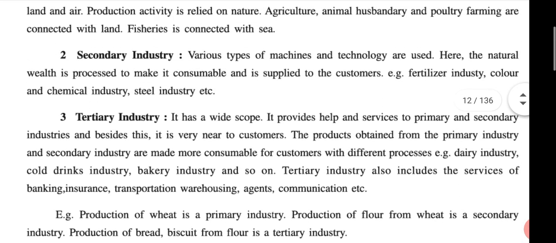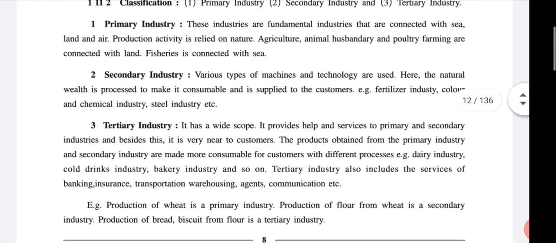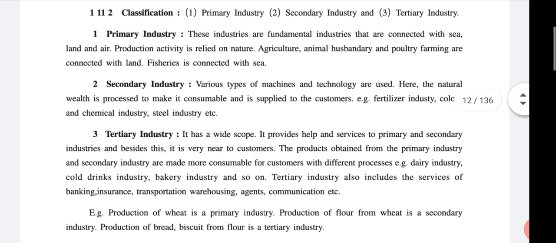Here we are done with this topic. Please read the classification of industry two times. I give you 2 to 3 minutes, please, students. If possible, then learn it also now. You can write your own examples in the examination. Come on, fast. Fast read, please.